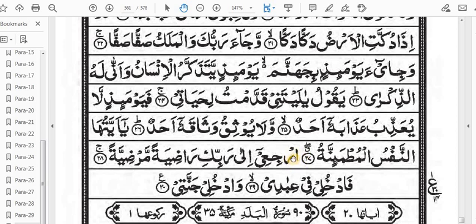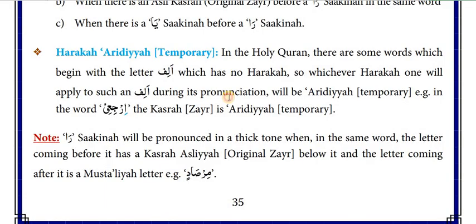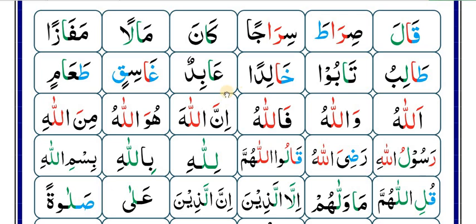When a temporary zir comes before a raw sakina, then you will read in thick voice. I hope you have understood. Now we are going to read the lesson, and repeat after me. This is qaf. Before the alif we will read the qaf in thick voice.